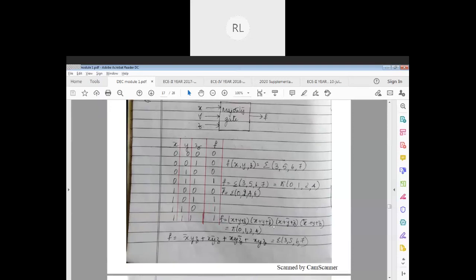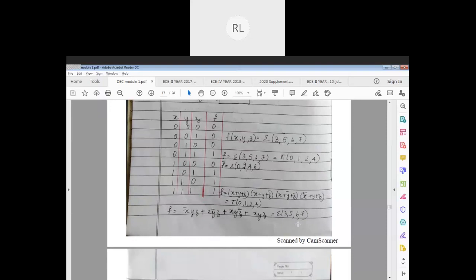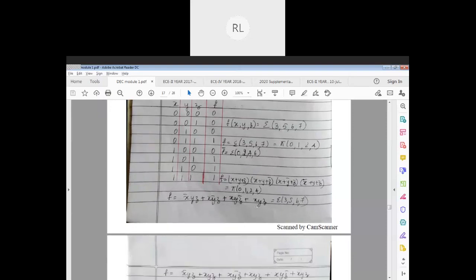0 means I don't have a bar. Right? 1, I have a bar at Z. Okay. 2, I have a bar at Y. 4, I have a bar at X. Okay.